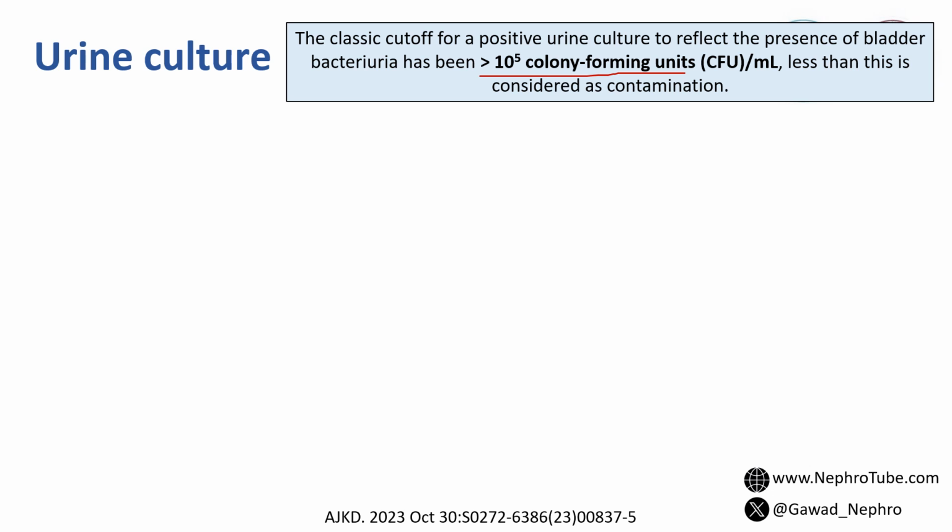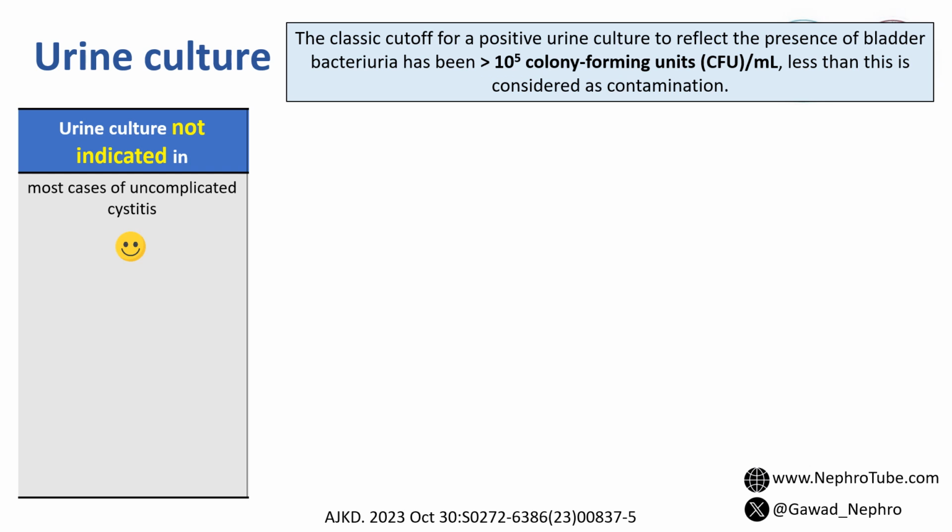The most important point is to ask ourselves, when is urine culture indicated? Is urine culture indicated for all cases with urinary tract infection? The answer is no. Urine culture usually is not indicated in most cases of uncomplicated cystitis, and we defined uncomplicated cystitis at the beginning as urinary tract infection in a patient who is not immunocompromised, the patient is immunocompetent, and there are no abnormalities in the urinary tract.